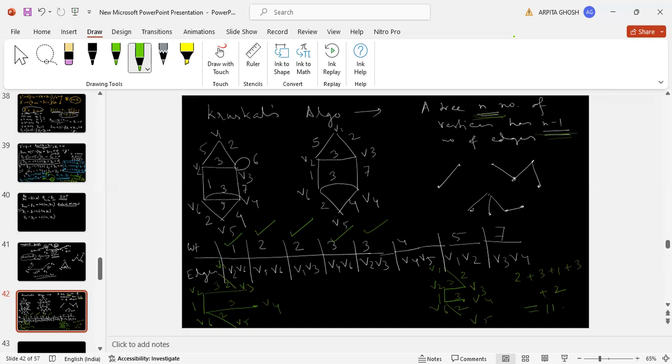Is the process clear? Kruskal's algorithm clear to all of you? I'll show more examples. Is there anyone who is not understanding Kruskal's algorithm?